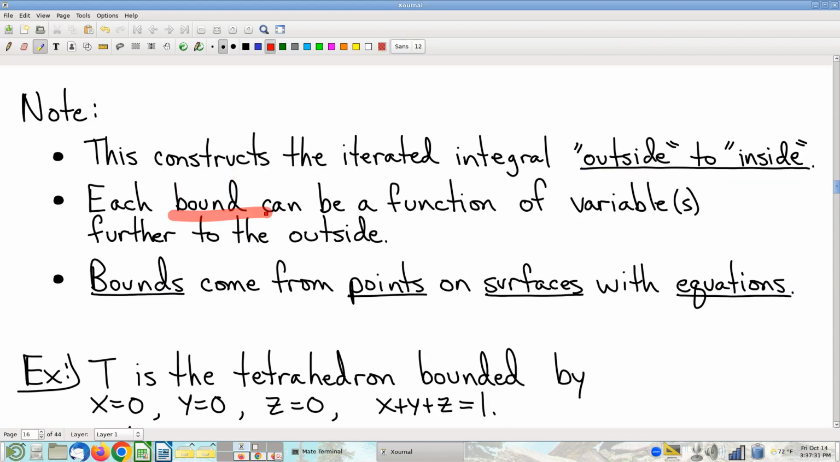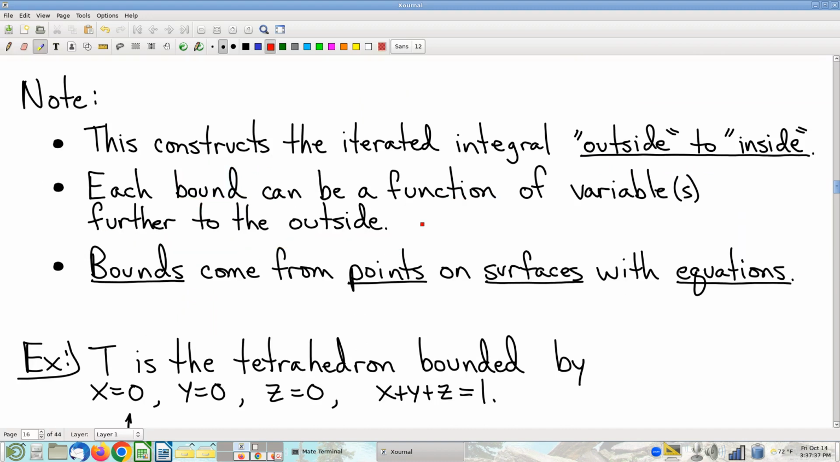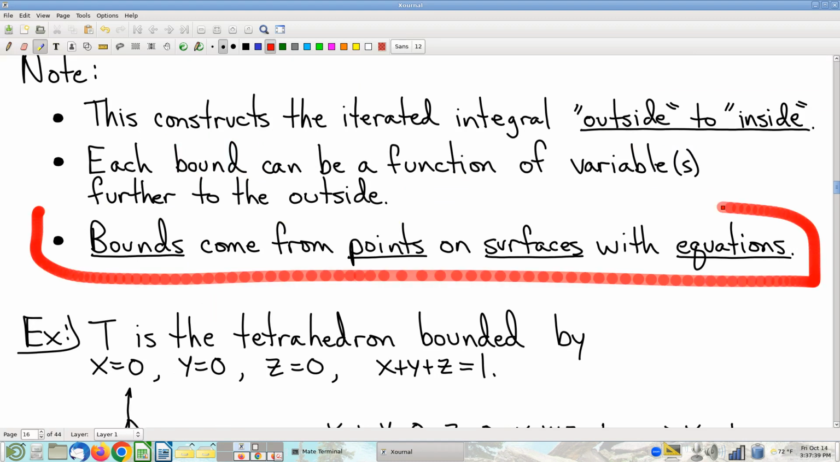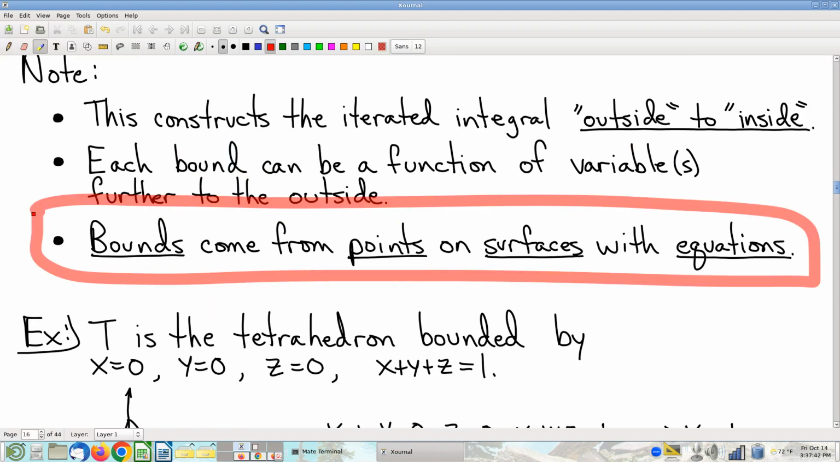Each bound can be a function of variables further to the outside. Talked about that one already. And then I'm gonna show this kind of by examples. This is the same connect the dots of ideas that we talked about with double integrals. If you want to know what a bound is for one of your integrals, you need to identify what's the corresponding point, which is on what surface or surfaces or curves or what have you, and what are the equations of those surfaces or curves. And then solving in those equations will give you the bounds that you want. So let's see that in action.